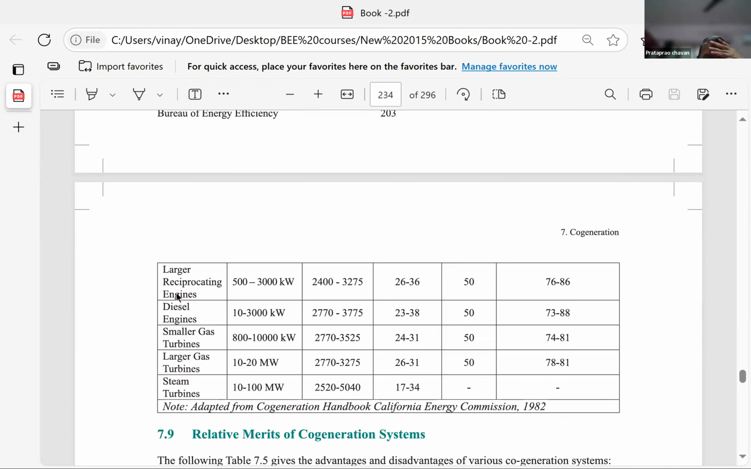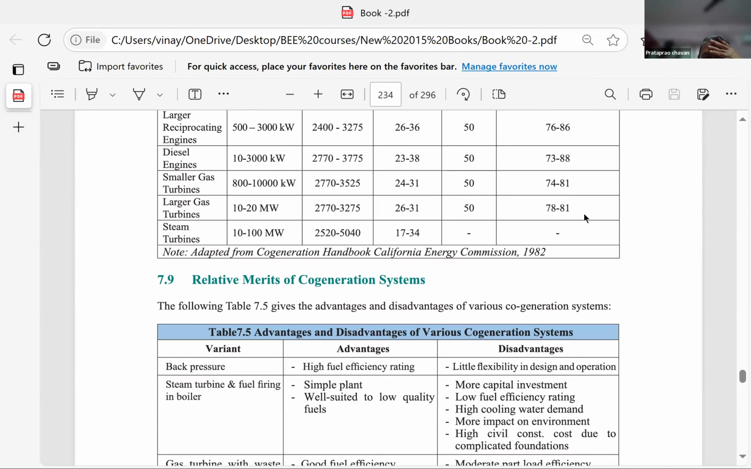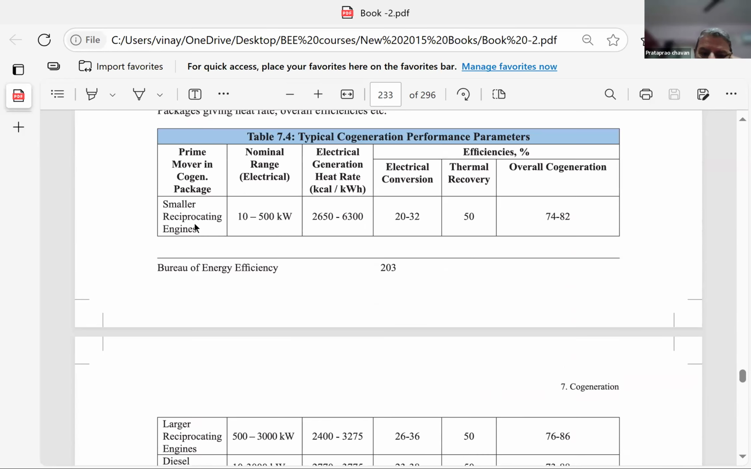If it is larger reciprocating engines, you have got some better values. Lesser heat rates, better electrical efficiency. Diesel engines are almost comparable. Small gas turbines, not much improvement. Larger gas turbines, no, because the compressor is eating up a lot of energy. Steam turbines, it's very, very poor. 25, 50, 10 to 100 megawatts. Small turbines, 7 to 34% efficiency. These are thumb rules which have been observed at different capacities of the generators and the cogenerating plants.